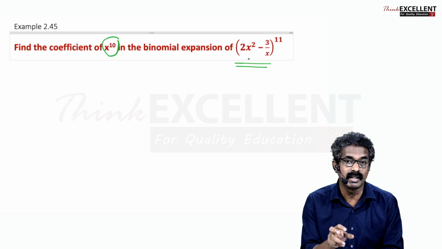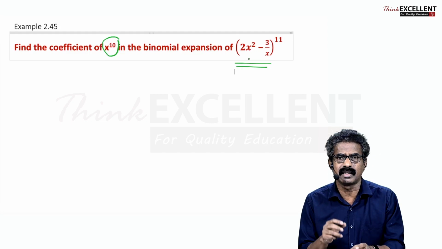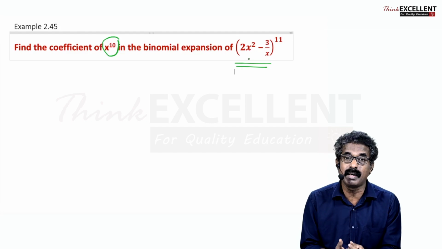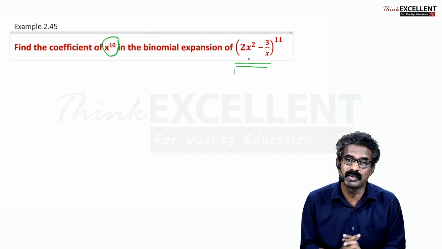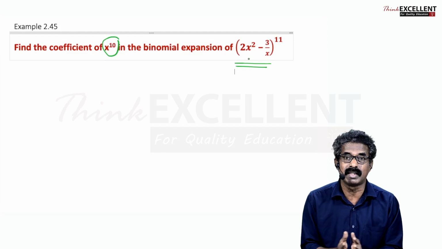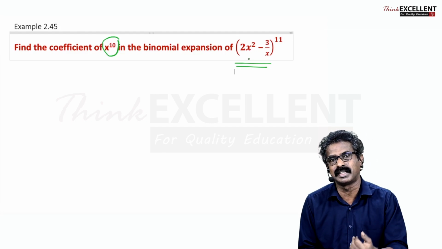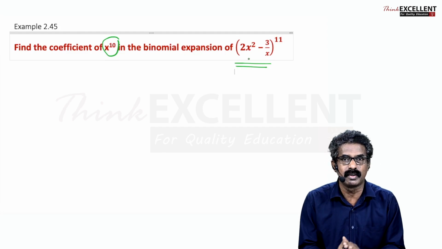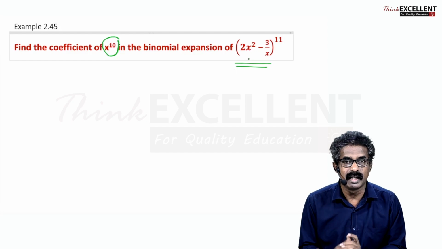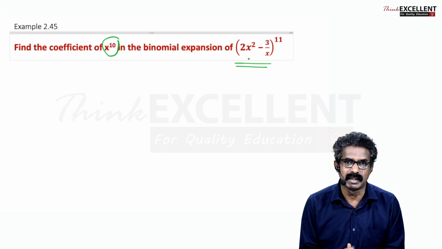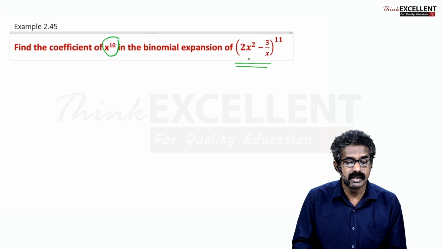So first you have to identify the position. Which term, whether the 7th term or the 6th term, which term contains x^10, that you identify, then you can do that. Suppose the 7th term contains x^10, you find the 7th term. How can you find the 7th term? Put r equal to 6 in the general term. Then you can take the coefficient. That's a method. Okay, so please listen. So this is a very useful one.